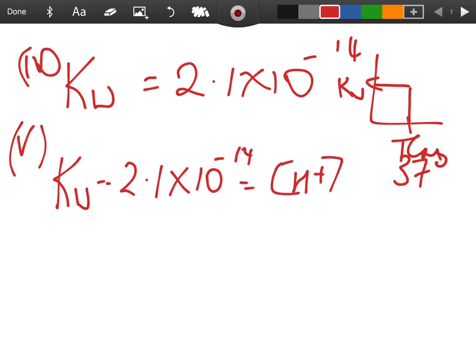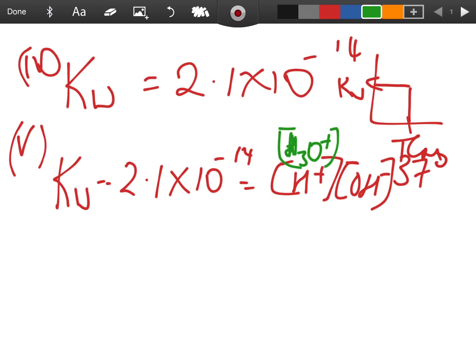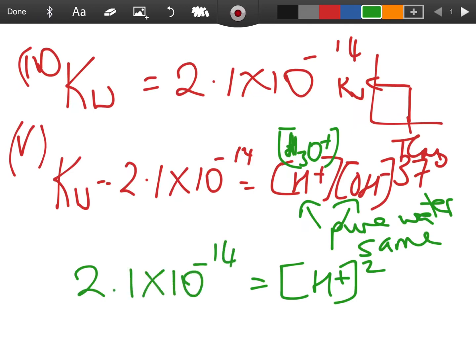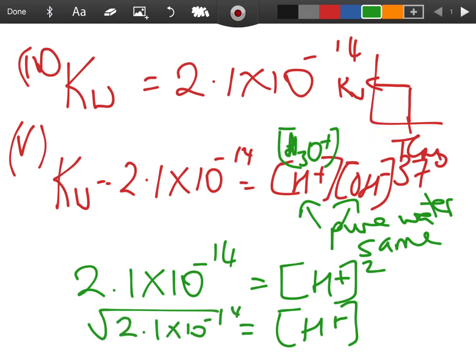Kw is the hydrogen ion concentration times the OH minus ion concentration. Some of you might have had H3O plus here. It's the same thing, okay? Now, because it's pure water, the minute you read pure water, you straight away think that what's inside the bracket is the same. So I can rewrite that as the hydrogen ion concentration squared, and that equals 2.1 by 10 to the minus 14. So what's the hydrogen ion concentration itself? I have to square root that. And what did I get when I square rooted that? I got 1.44 by 10 to the minus 7. So that's my hydrogen ion concentration.